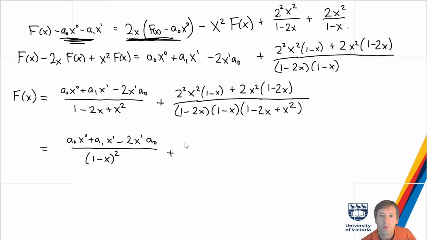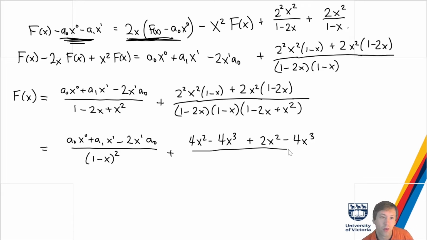plus, this is getting kind of ugly, but let's multiply this out or something. I don't know. So 4x squared minus 4x cubed plus 2x squared minus 4x cubed over 1 minus 2x. And then what we're going to end up with here is 1 minus x cubed. And you know what? Now I am kind of regretting putting all this stuff together, right? Because actually, maybe this is a good example of what not to do.